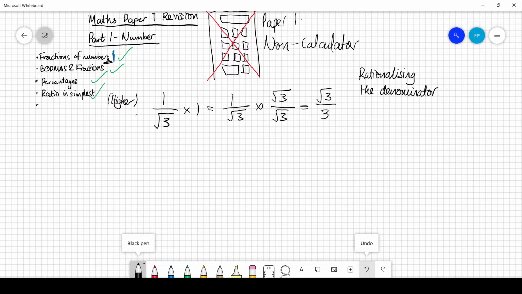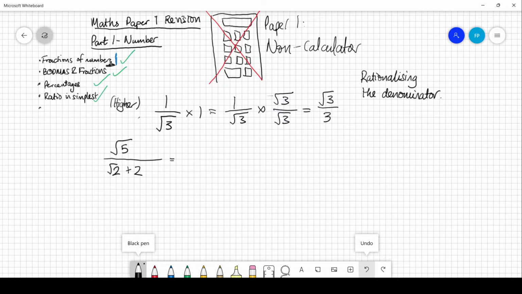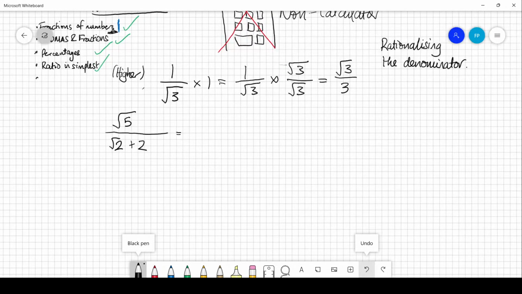Sometimes the exam might not be nice to you and they won't give such easy examples like this. Sometimes they may give you examples such as the square root of 5 on top and something like the square root of 2 plus 2. The thing is, to get rid of the square roots on the bottom when you have a number attached like this, you can't simply multiply by the same thing.